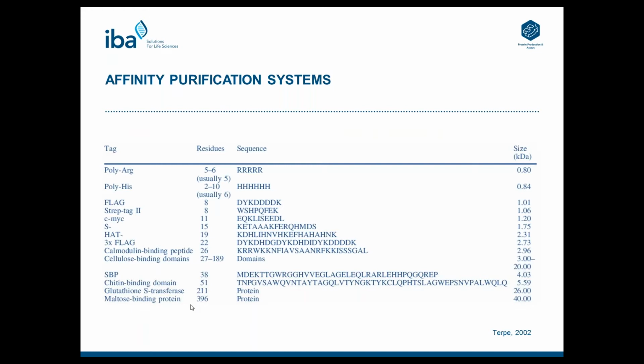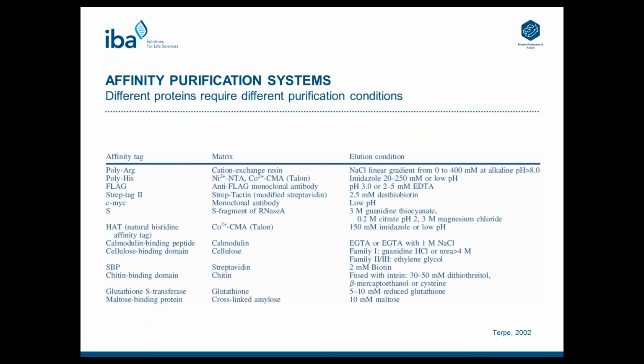The advantages of large tags are that they may increase protein solubility, but after purification it is recommended to remove the large tag for downstream applications. Each tag is using a different purification matrix and its own purification protocol, as shown on this slide here. Whereas the common major steps for protein purification are binding, wash, and elution.